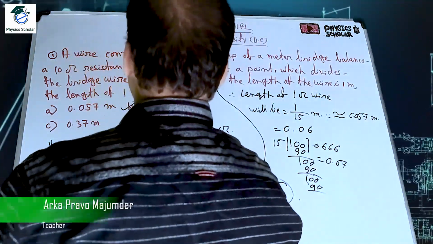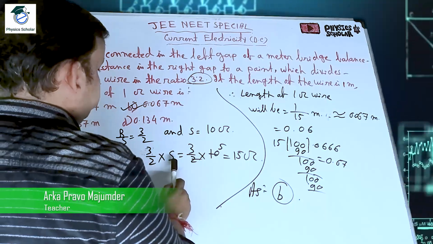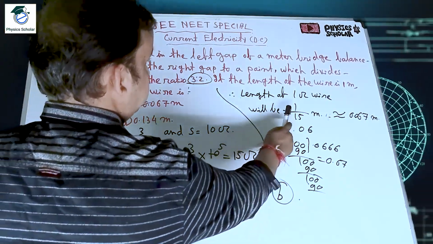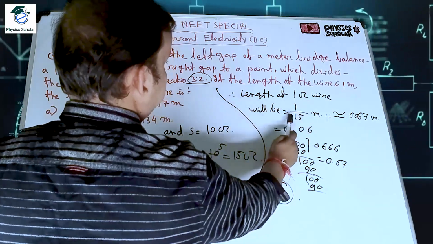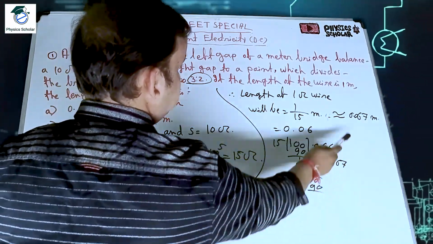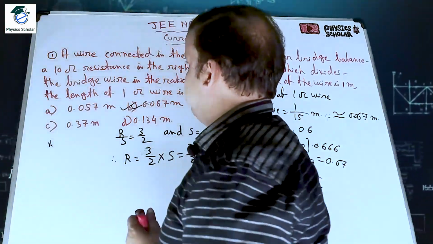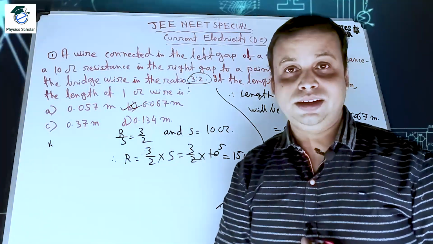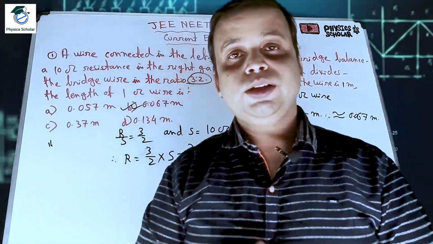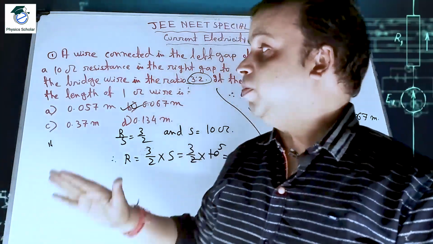So, R by S is equal to 3/2. The ratio is given, so R is equal to 3/2 into S. The value of S is 15 ohms, so the length of 1 ohm wire will be 1/15 meter, which is just normal division, 0.067. That means option number B is the correct option for this problem. 0.067 meter is the length of the 1 ohm resistor wire. I hope you have understood this.